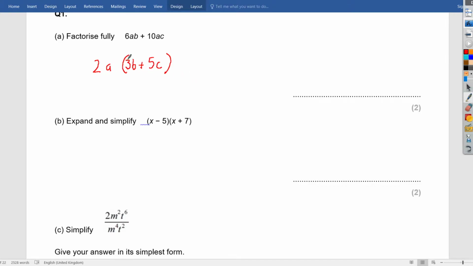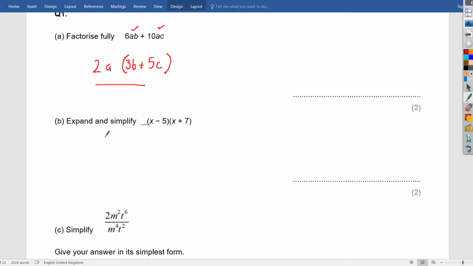So 2A times 3B, 2 times 3 is 6, AB. That's correct. So we've got that first term. 2A times 5C, 2 times 5 is 10, and we've got AC, so we've got the second term. So that will be a complete answer.